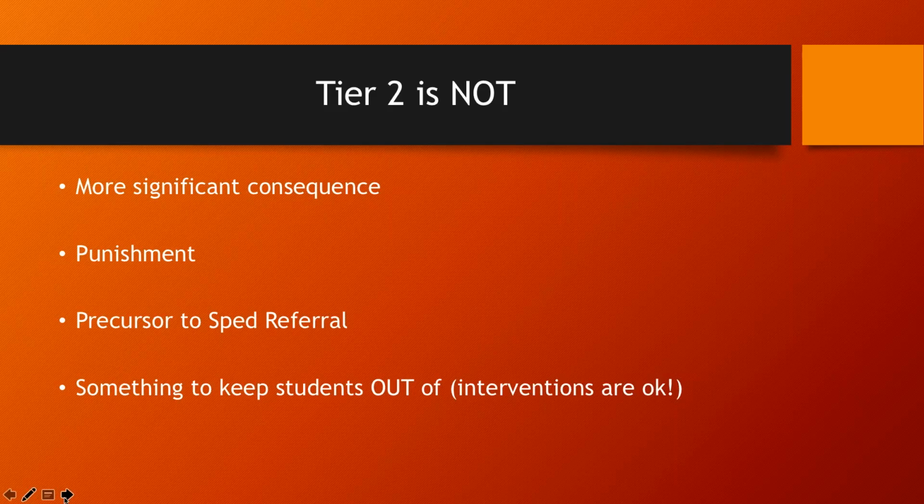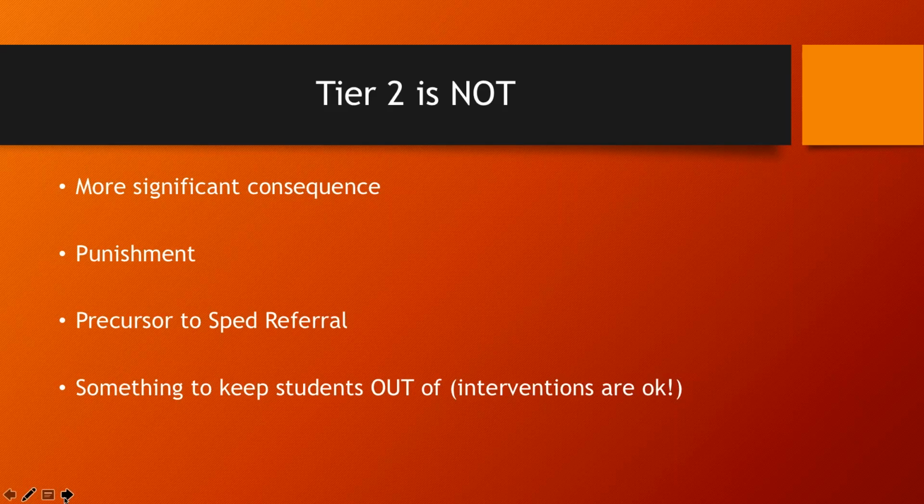So we talked about what Tier 2 supports are intended to do. We want to also spend some time talking about what Tier 2 is not. So Tier 2 is not providing more significant consequence when a student has a behavior error. It's not a set of punishments. It's not a precursor to special education referral. So in other words, it's not saying, well, if Tier 2 doesn't work, we move to special education referral. And it's not something that keeps students out of intervention.